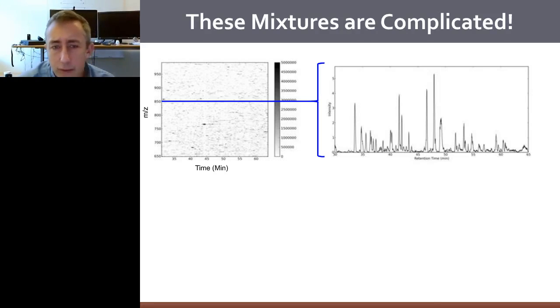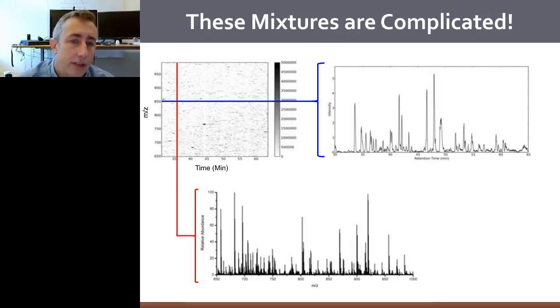And you can also plot it the other way, where you take a slice through the data like so, and this is what we call a mass spectrum. So it has mass to charge on the x-axis and abundance on the y-axis. And now there are hundreds, if not thousands, of things in each spectrum at each point in time.